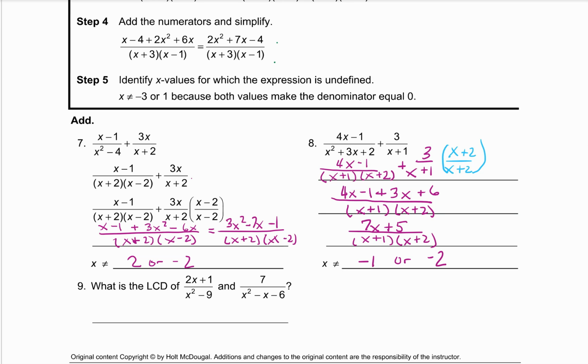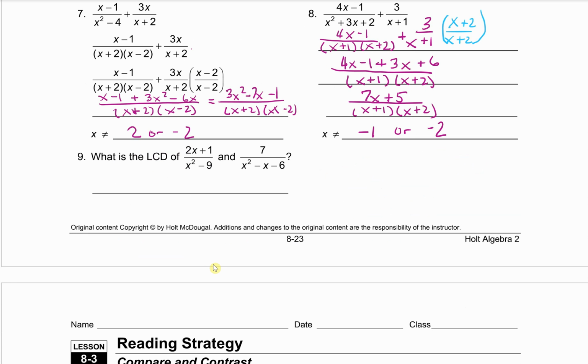Yeah. So this is going to take a little bit of work. It's not hard work. You guys can do this. Take a look at number 3. What's the least common denominator for these two guys? Well, let's take a look.